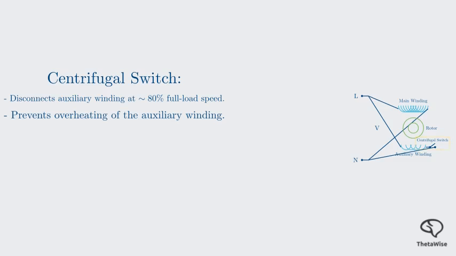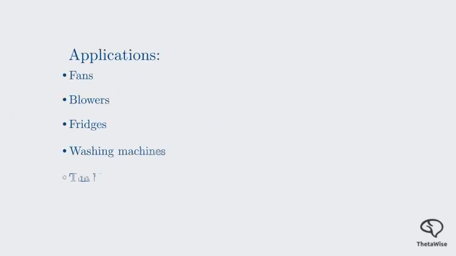Its job is to disconnect the starting winding from the circuit once the motor has reached about 80% of its full load speed. It does this by sensing the speed through centrifugal force. This prevents the auxiliary winding from overheating, as it's not designed for continuous operation. This type of motor is relatively cheap and is used for low torque applications like fans, fridges, and washing machines.